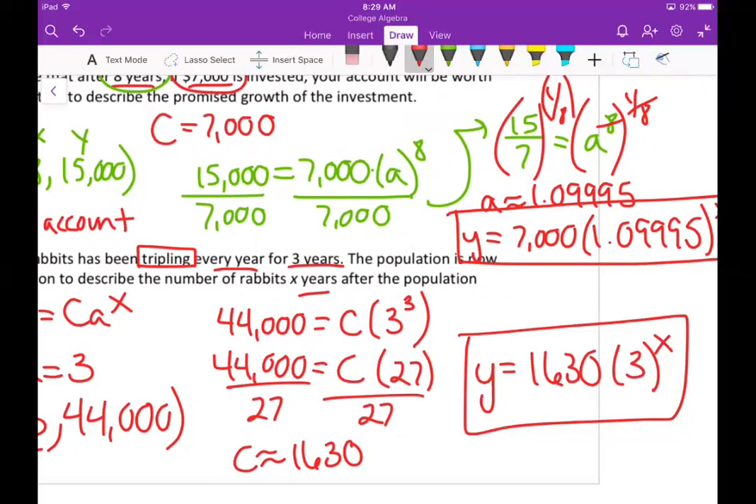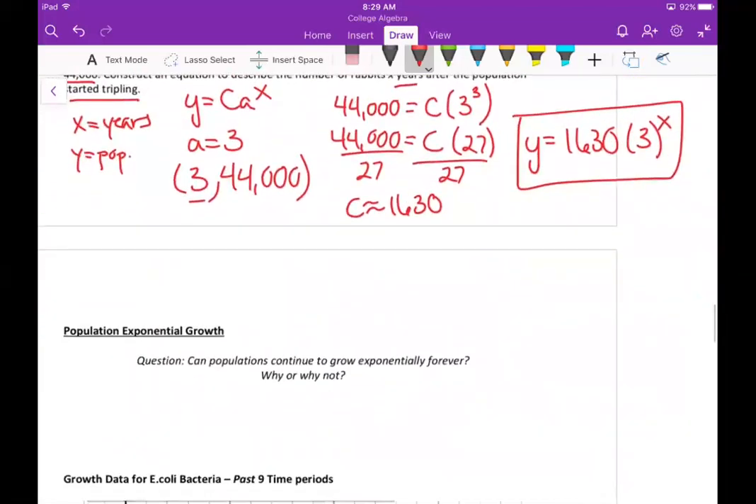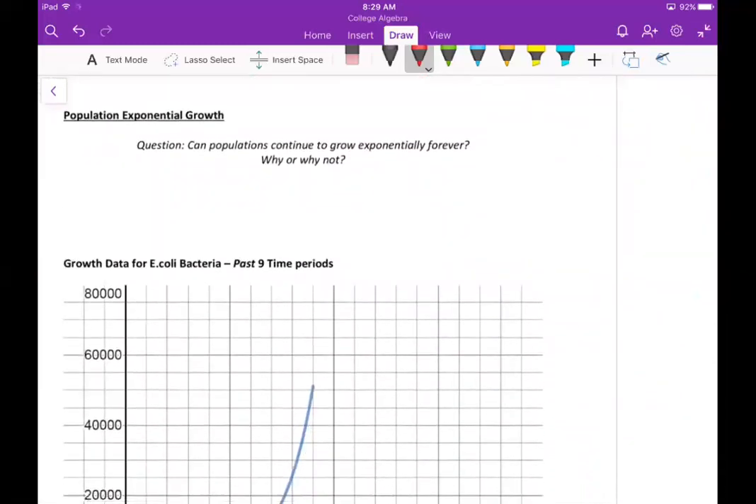I do want to make one point, especially with populations. With populations, we can see exponential growth, and we definitely do, but populations will eventually not be able to continue to grow exponentially. So populations, can they grow exponentially forever? The answer to that question is no. Can you think of why or why not they couldn't continue to grow exponentially forever? It's because eventually they'll run out of resources, right? Even our human population will eventually be too big for the planet, right? And that is something that we worry about since we are seeing exponential growth in humans. And we've seen it in other populations as well.